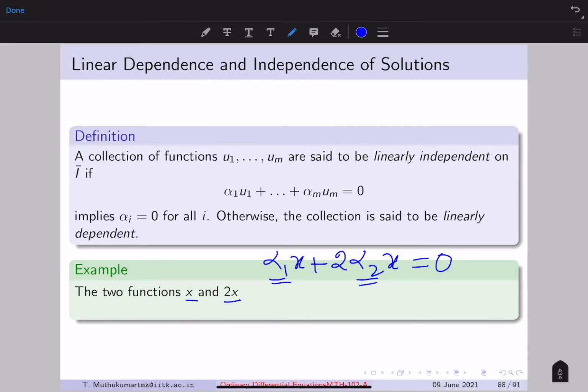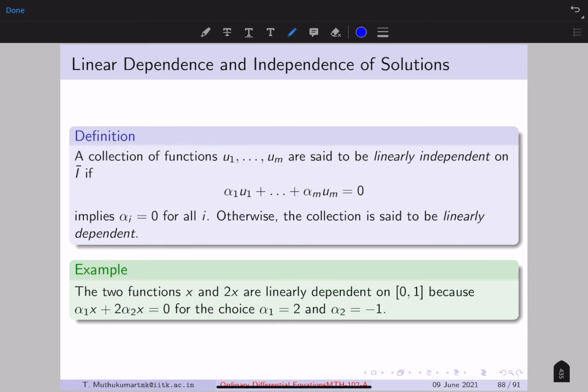Now that depends on the domain of the functions x and 2x. What are the values that x and 2x can take? Let's say the domain is [0, 1], so x can take values from 0 to 1. If you look at the linear combination and put it to 0, then you actually have non-zero alphas for which this can happen, which means it is linearly dependent. So x and 2x are linearly dependent.